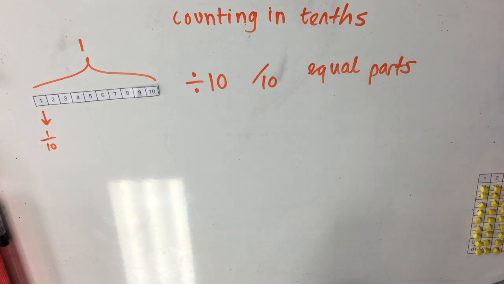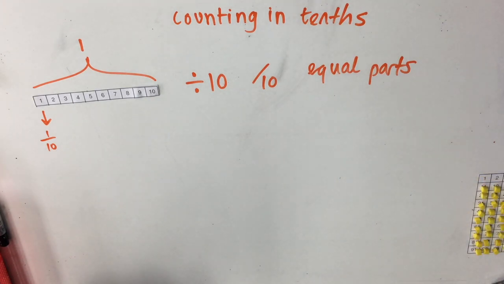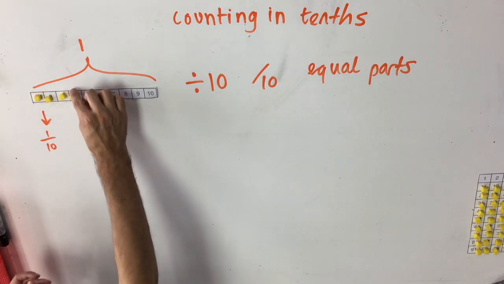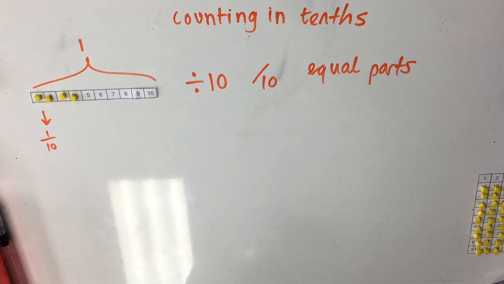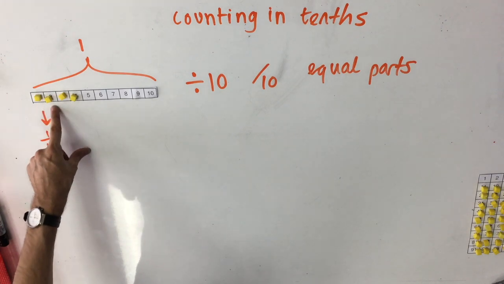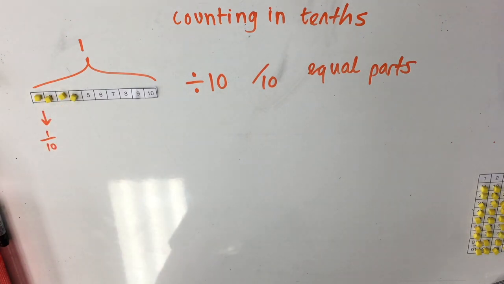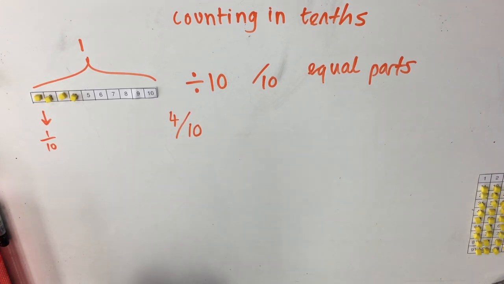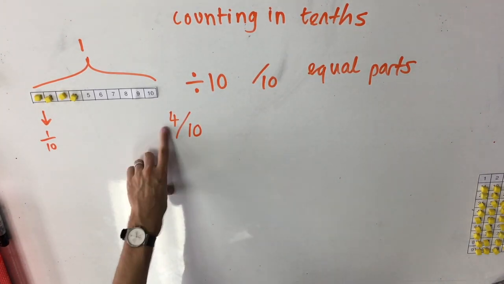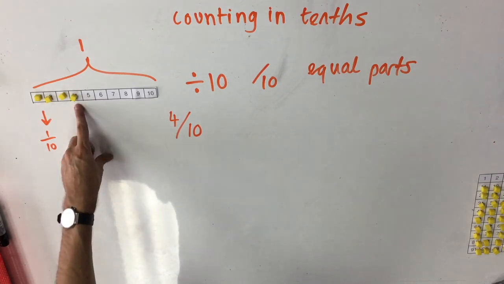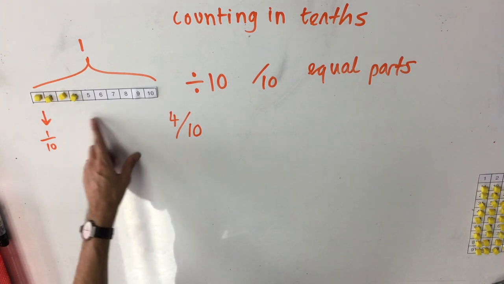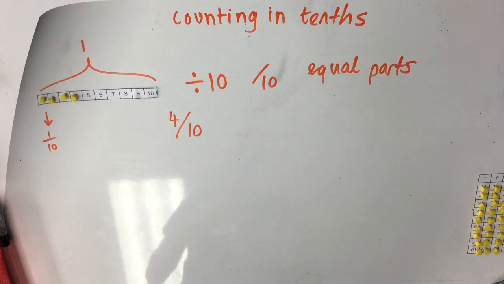See if you can think about how many tenths I've covered up. By counting each of these, you should have worked out that we've covered 4 tenths, and we can write that like this. Just like with other fractions, the top number shows how many of our fraction we're talking about. And the bottom number shows us how many parts there are altogether.